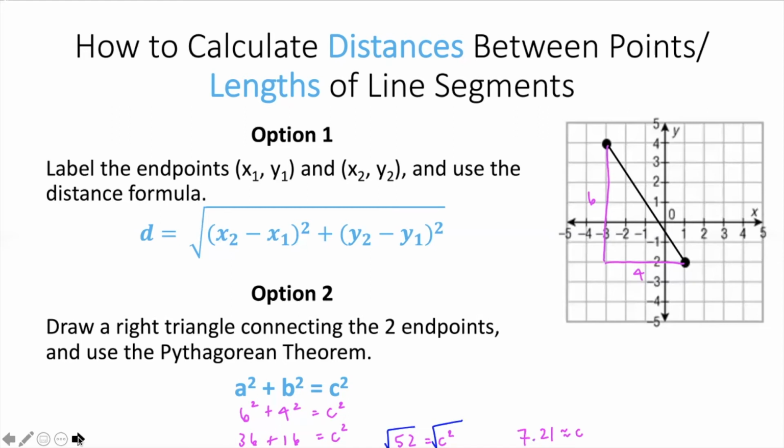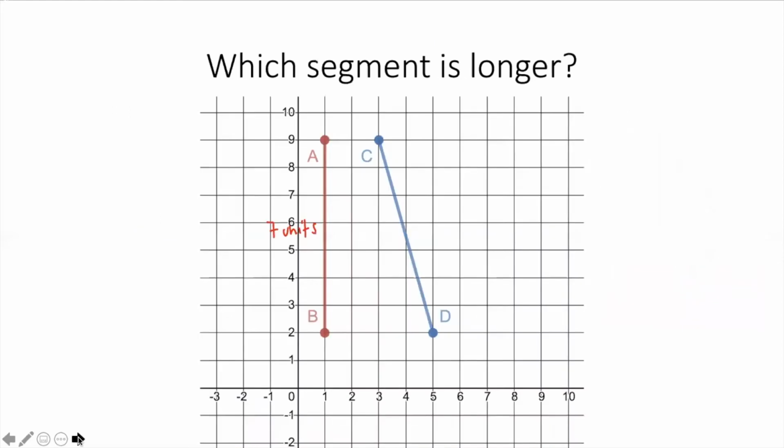So let's look back at these two line segments. We counted the red one. We know that it is 7 units. Now we can use either the distance formula or the Pythagorean theorem to find the exact length of this blue line segment. Now, I've already forgotten the distance formula. It was on the last slide. So instead, I would probably use the Pythagorean theorem here.